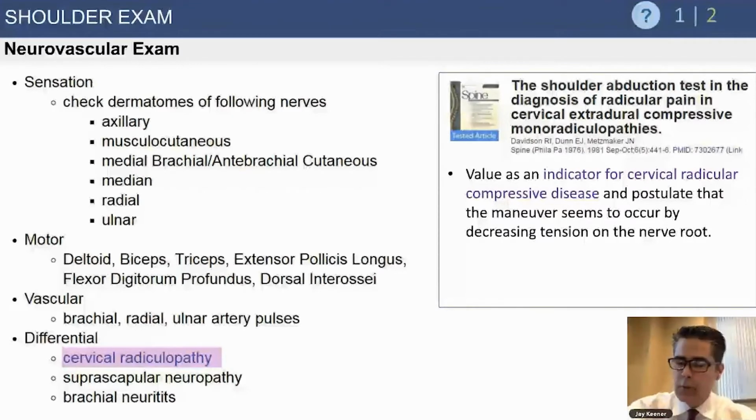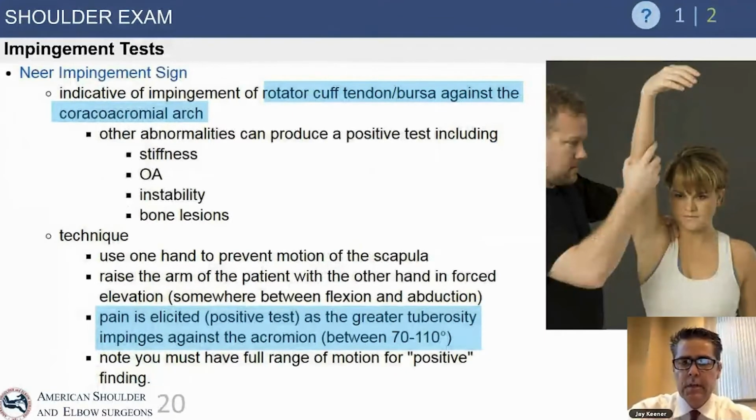Special tests at the neck are really important. The Spurling maneuver, where you extend the cervical spine and rotate towards the involved side. If that elicits symptoms down the arm, specifically below the elbow, you need to focus your imaging studies on the cervical spine. Other things to look out for are suprascapular neuropathy and brachial neuritis, which is fairly uncommon, but at least something you should keep in your differential diagnosis.